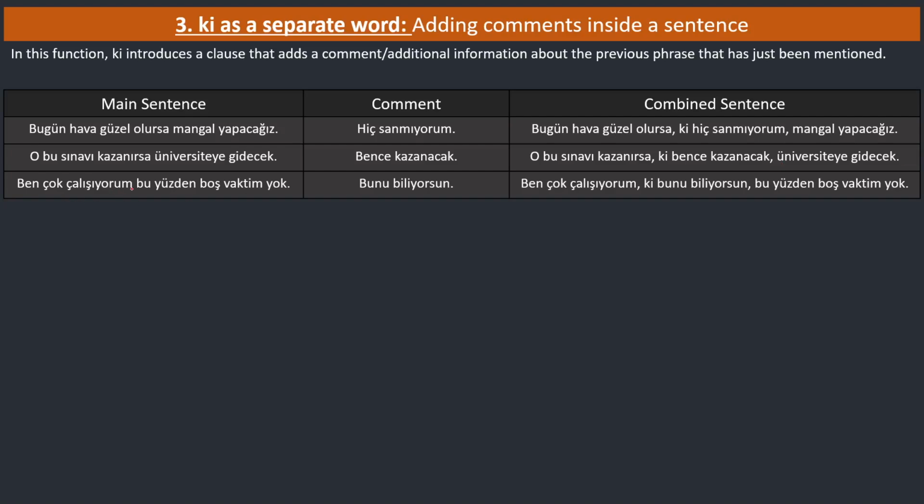Ben çok çalışıyorum. Bu yüzden boş vaktim yok. Ben çok çalışıyorum. I work a lot. Bu yüzden, because of this or for this reason, boş vaktim yok. Literally empty time, but more naturally free time yok. I don't have free time. Bunu biliyorsun. So when I say this, I want to insert this comment. Ben çok çalışıyorum. Ki bunu biliyorsun. I work a lot, which you know that. That's why I don't have free time. Bu yüzden boş vaktim yok.